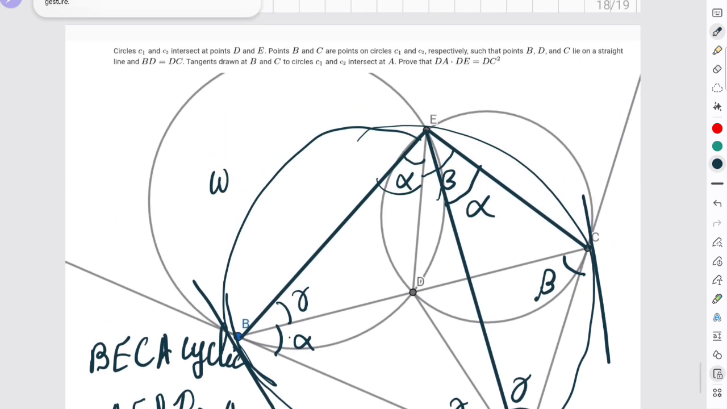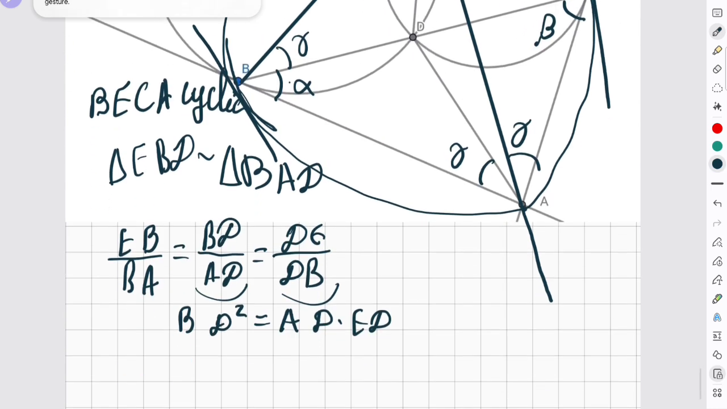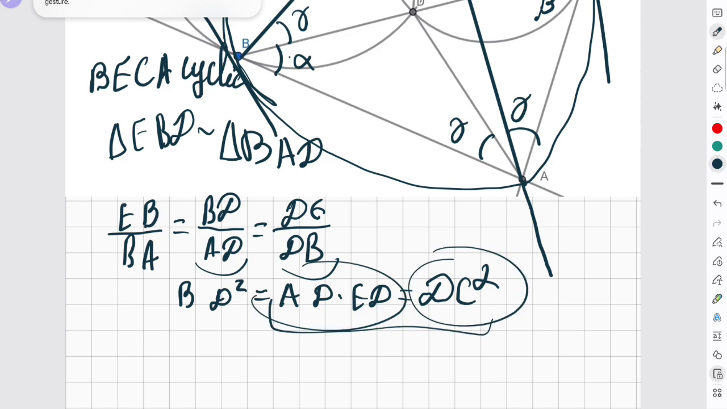In the question, we are required to prove that DA times DE is equal to DC square. And we know that D is the midpoint of BC. It means that DB is equal to DC. So we can also say that this multiplication is also equal to DC square. Indeed, here we proved that this multiplication is equal to DC square.